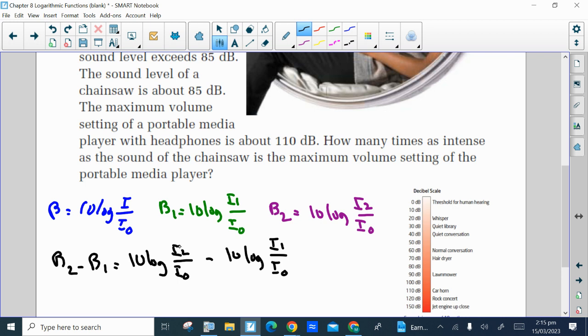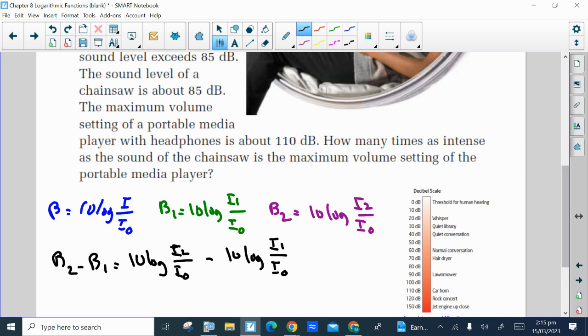And again, the reason I'm setting up a subtraction statement is because when you're subtracting logs with the same base, you can combine them into one statement by using the quotient law. So that's going to introduce the quotient part, where we can determine how much more intense one sound is compared to the other, how many times more intense.